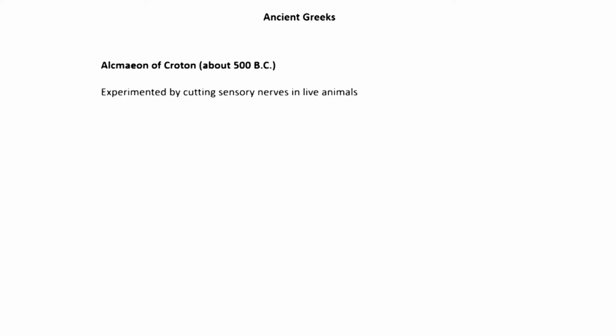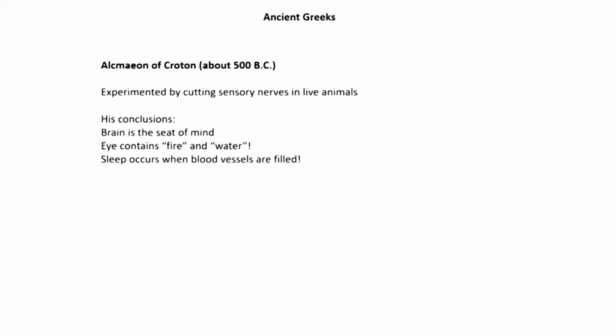He was an ancient Greek who lived around 500 BC. He did some experiments by cutting the nerves of animals and then seeing their effects. Based on these observations, he came to the conclusion that the brain is the seat of mind, which seems like a reasonable conclusion now. But he also concluded that eyes contain fire and water, or that sleep occurs when blood vessels are filled with blood. These latter two, we now know, make no sense. That also raises questions about the crude methods that led to the first conclusion.